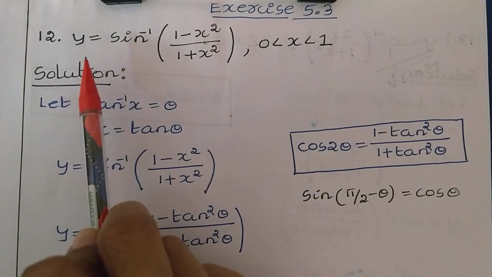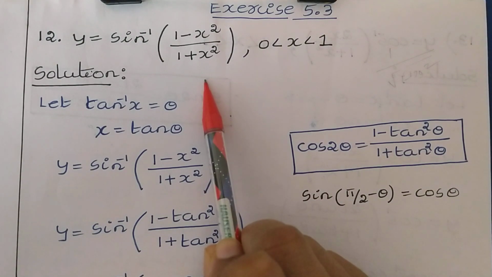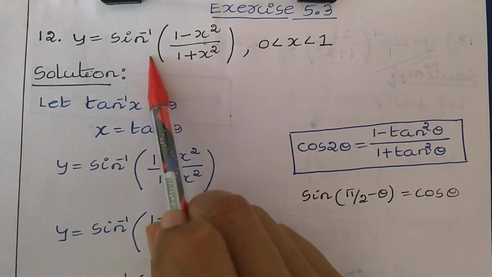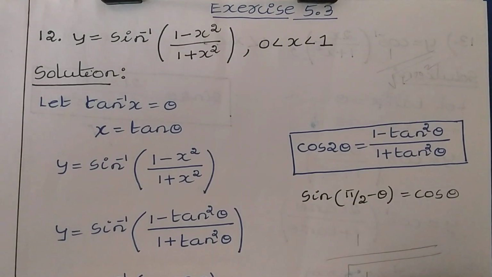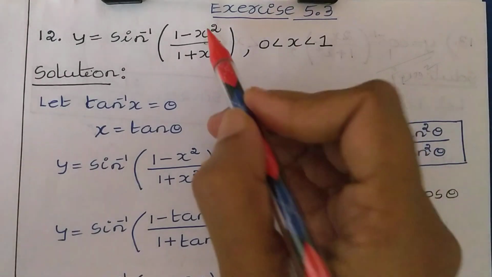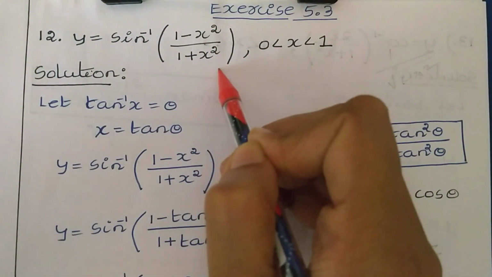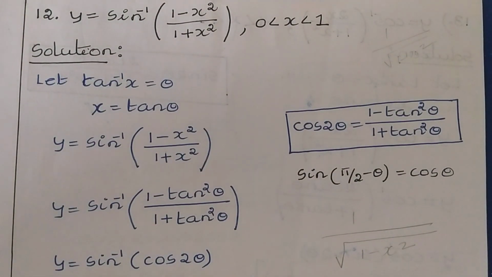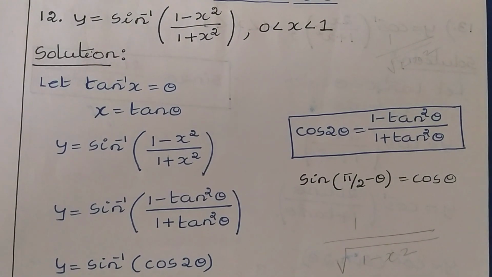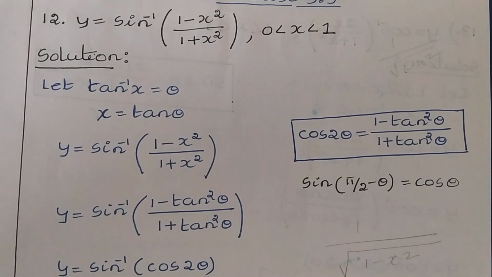We need to find dy by dx of sine inverse. We know the derivative of inverse trigonometric function. Sine inverse derivative is 1 divided by square root of 1 minus x square. Here we have in the place of x, 1 minus x square divided by 1 plus x square. So you can't apply this derivative formula directly here. Instead of that, we use trigonometric identities to solve these kind of problems. Let us see how to solve that.